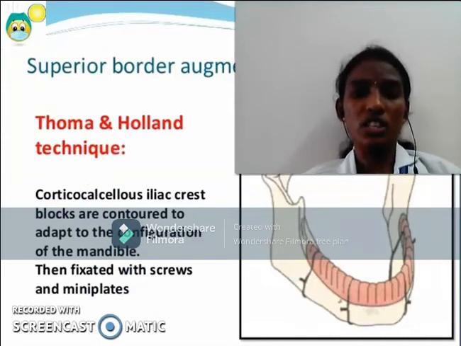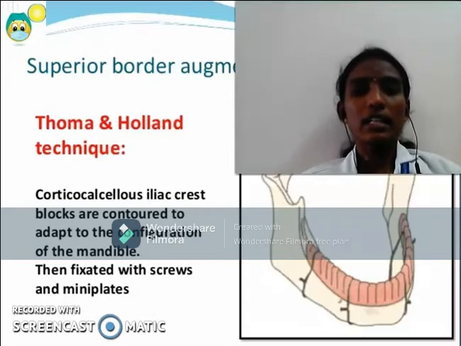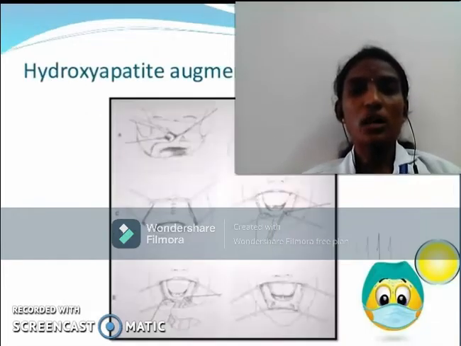Superior border augmentation, onlay technique. Corticocancellous iliac bone blocks are contour adapted to the configuration of the mandible, then fixed with screws and mini plates. Hydroxyapatite augmentation.